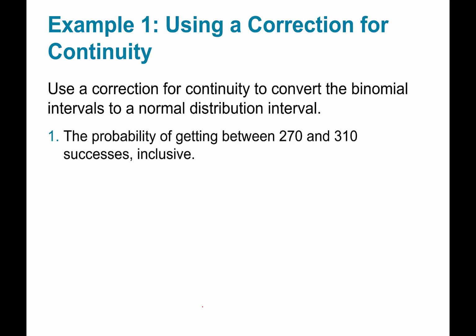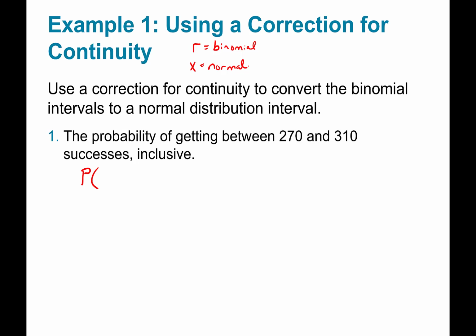So let's use a correction for continuity to convert binomial intervals to a normal distribution interval. Take the probability of getting between 270 and 310 successes inclusive. Let's first write out what this binomial variable is. I'm going to use r for binomial and x for normal, just so we can keep track of which distribution we're in. And remember, if I'm changing variables, I have to do some kind of calculation. In this case, our calculation is our continuity correction, either adding or subtracting 0.5, depending on the type of interval we have.